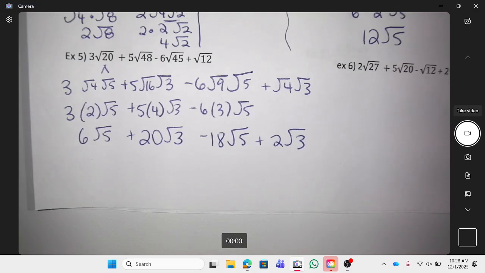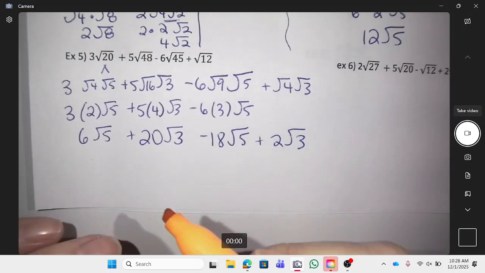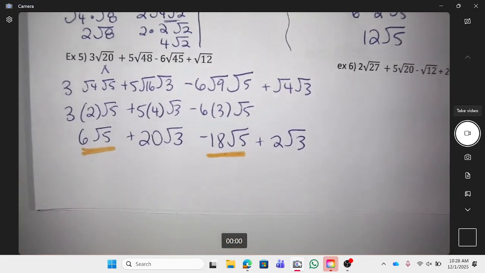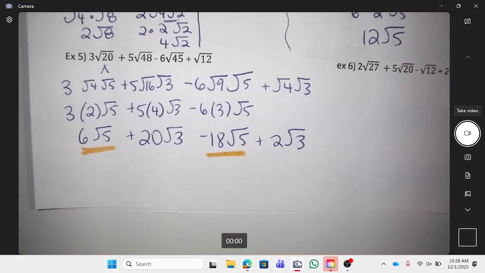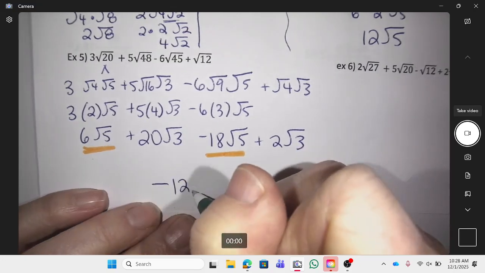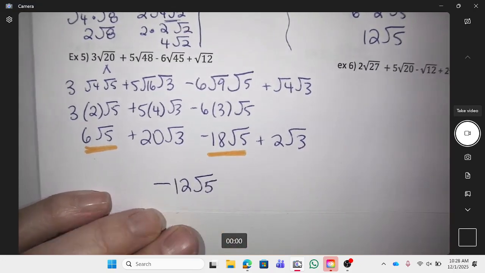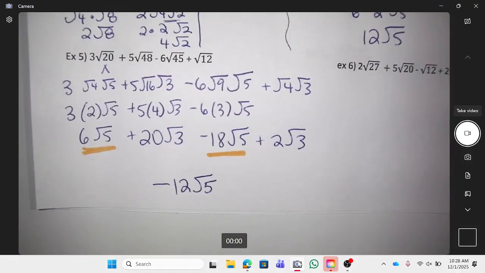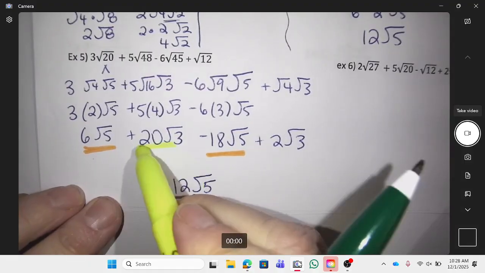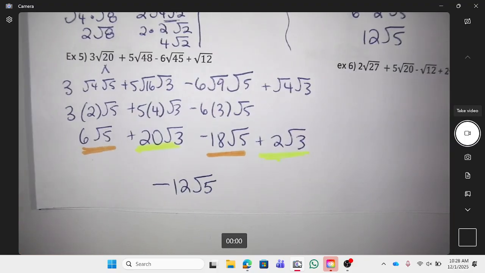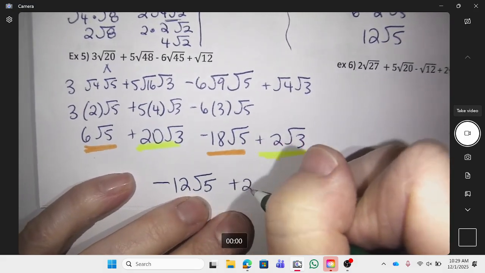Okay, we're not done. Because what am I going to do to simplify this? I'm going to put root 5s with more root 5s together. So 6 root 5s, and then I take away 18 root 5s, leaves me with negative 12 root 5. And the same thing, we have 20 root 3s, and then we add 2 more root 3s.